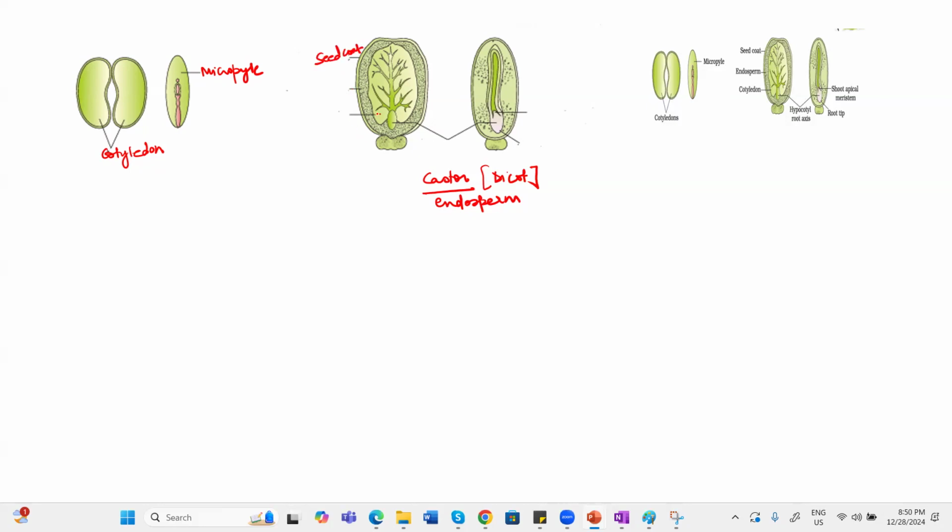Please focus, this is cotyledon. And this structure is endosperm. So this is an example of the dicot plant with endosperm. Very important. Please understand it. This is hypocotyl part, root tip, and this is shoot apical meristem.